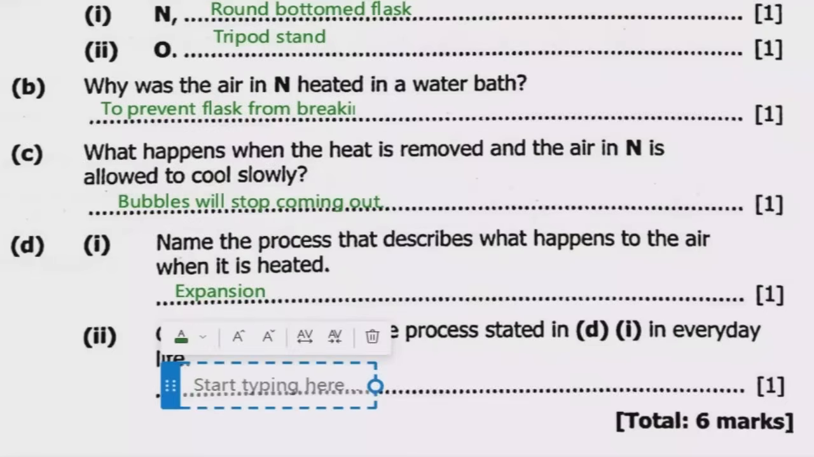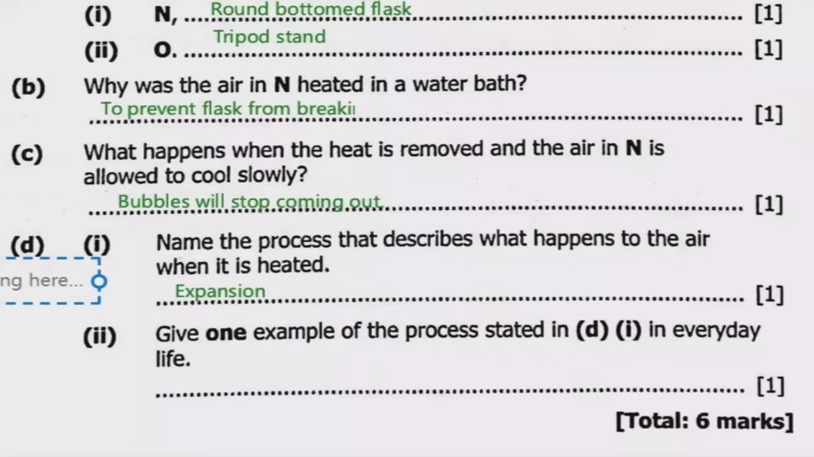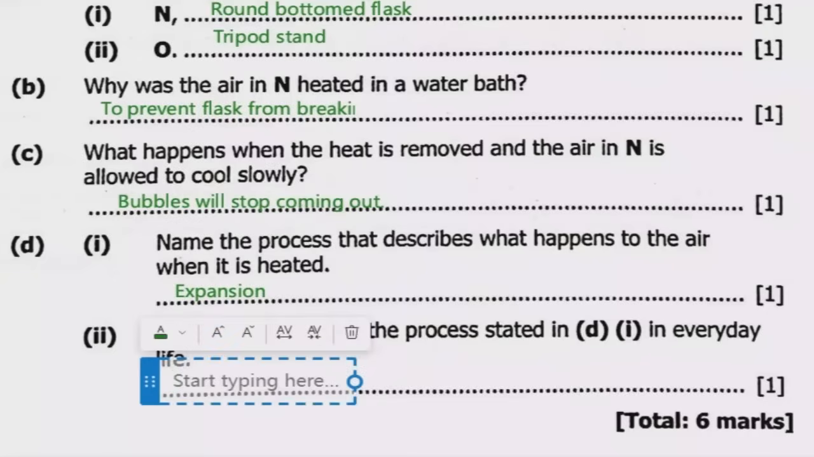Then number 2, the other point: give one example of the process stated in D1 in everyday life. Okay, where does expansion happen in our daily life? I'm sure we have heard of, we have seen, or we have used pressing irons that switch themselves on and off. Okay, they use a thermostat. So you can say in a thermostat.